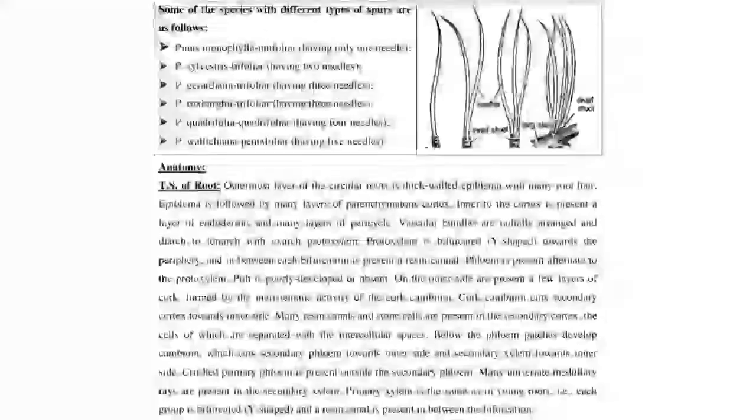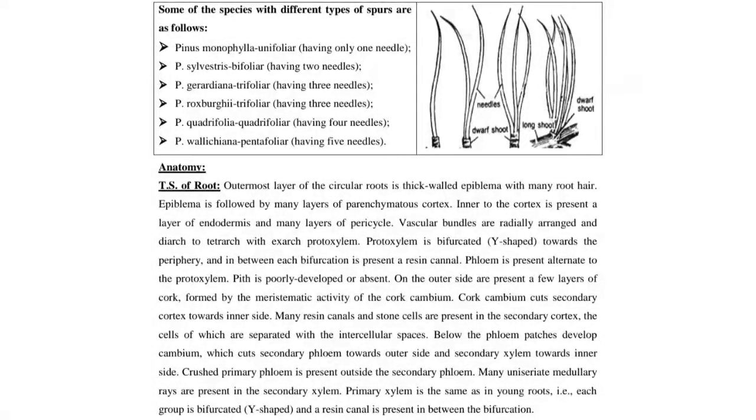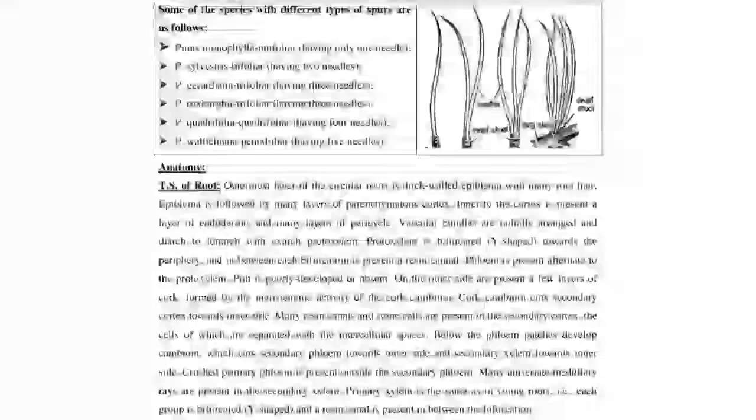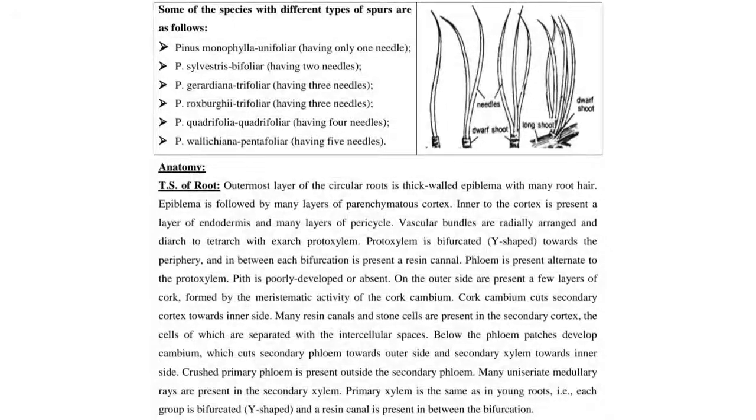Anatomy. TS of root. Outermost layer of the circular roots is thick-walled epiblema with many root hair. Epiblema is followed by many layers of parenchymatous cortex. Inner to the cortex is present a layer of endodermis and many layers of pericycle. Vascular bundles are radially arranged and diarch to tetrarch with exarch protoxylem. Protoxylem is bifurcated, Y-shaped, towards the periphery, and in between each bifurcation is present a resin canal. Phloem is present alternate to the protoxylem. Pith is fully developed or absent.